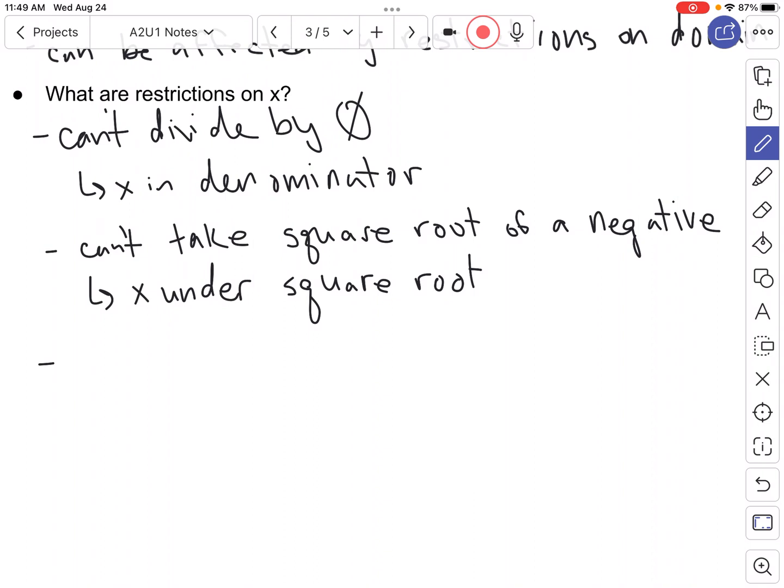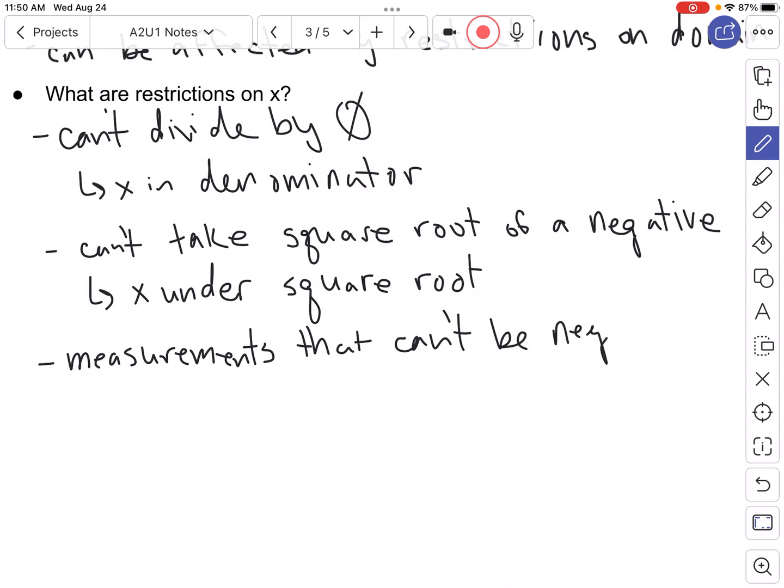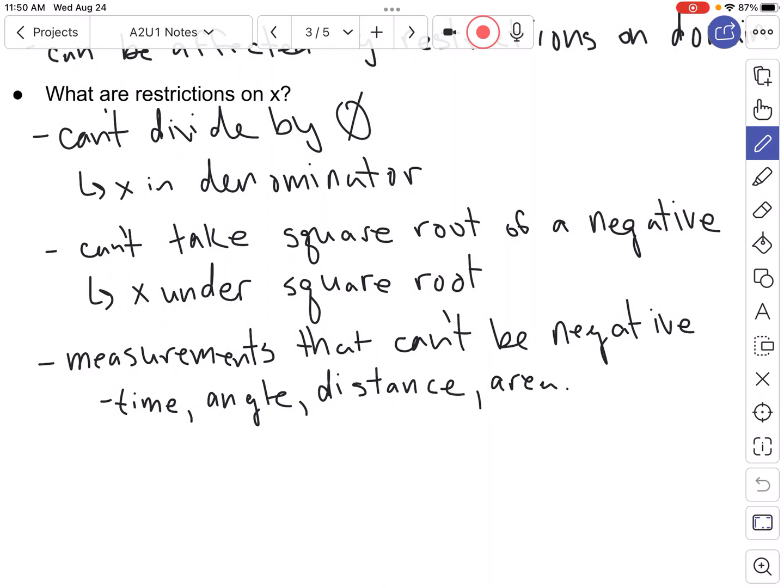And finally, as I just talked about, there's certain measurements that cannot be negative. Some of these measurements might be time, angle degrees, distance, area, volume. So if your x represents any of those, then there are going to be restrictions on x. And that's that page. Next page.